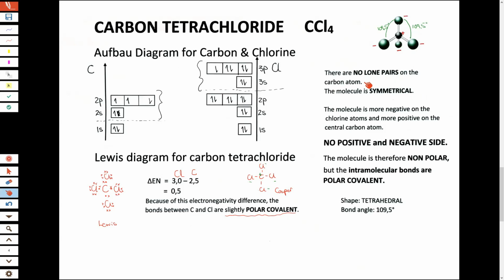There are no lone pairs on the carbon atom, therefore the molecule is symmetrical. The molecule is more negative on the chlorine atoms on the outside and more positive on the central carbon atom. So there's no positive and negative side. The molecule is therefore non-polar, but the intramolecular bonds are slightly polar covalent. This shape is called tetrahedral and the bond angle is 109.5.